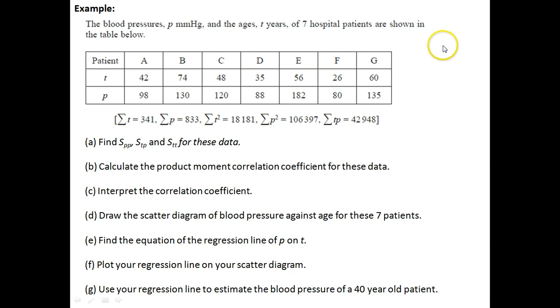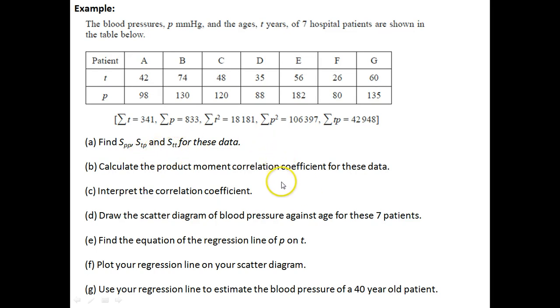Last example. Okay, so we need now blood pressure against the age of a pupil. 7 hospital patients, the blood pressure is P and the age is T. You are given these values. We need to work out S_PP, S_TP, S_TT for these data.